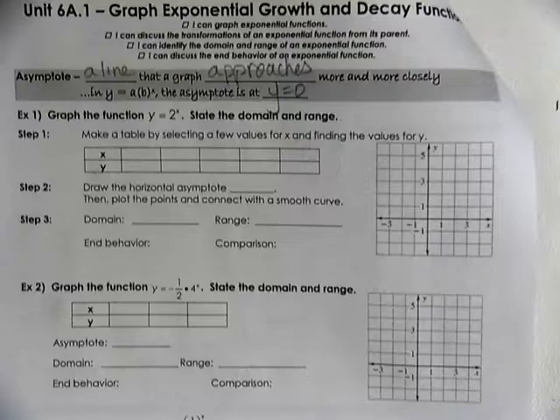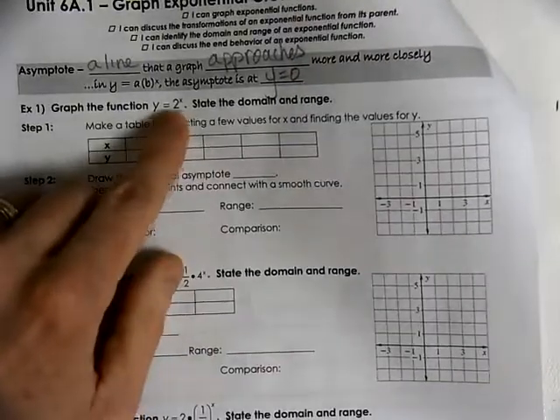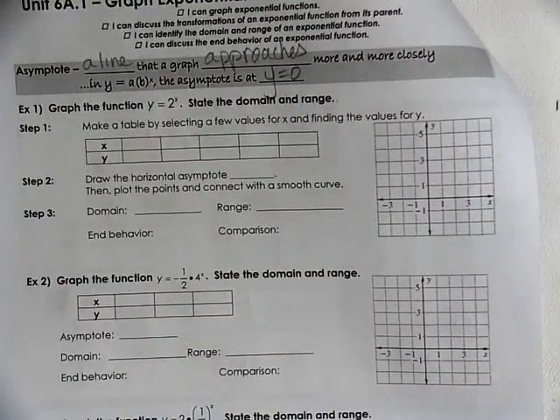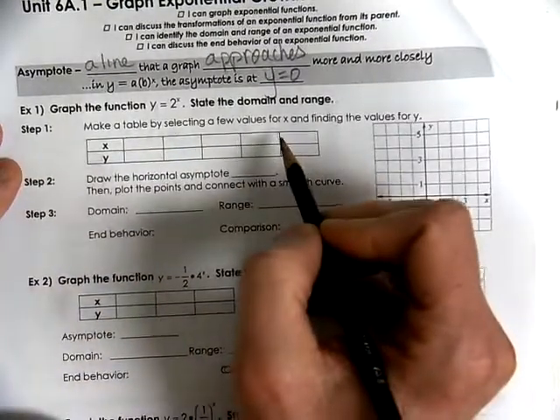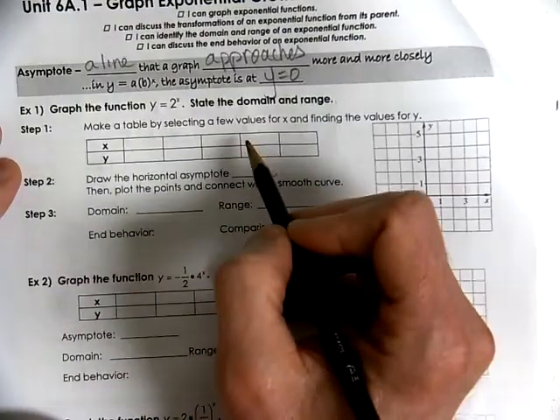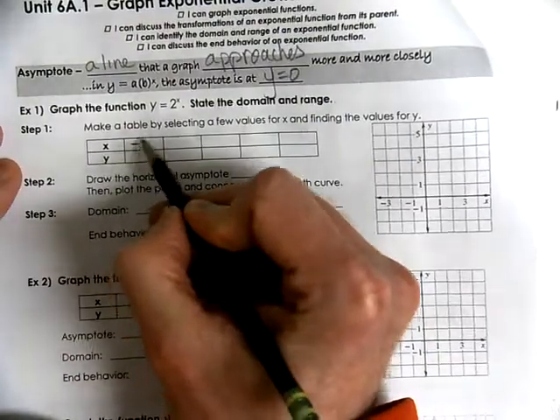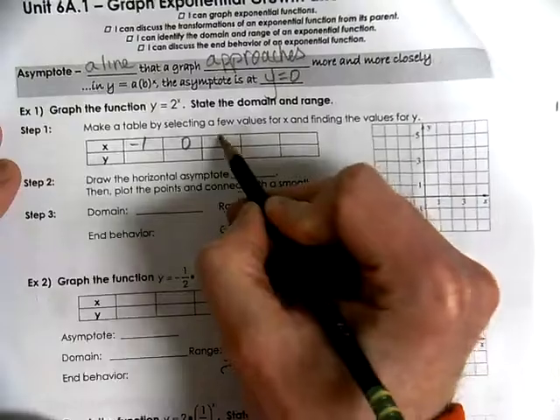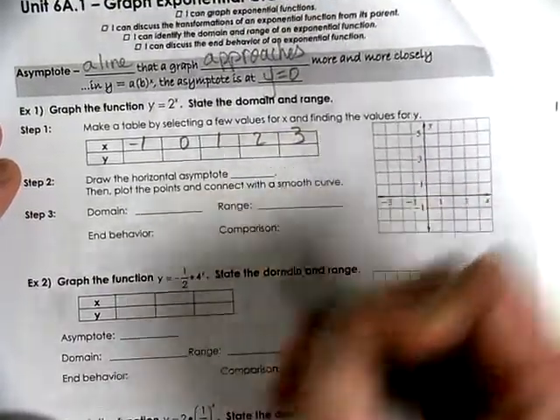So we're going to take a look at graphing y equals 2 to the x. There's a couple different ways we could do this. We could think about a table. You can pretty much pick any x values you want. You want to do negative 1, 0, 1, 2, and 3.